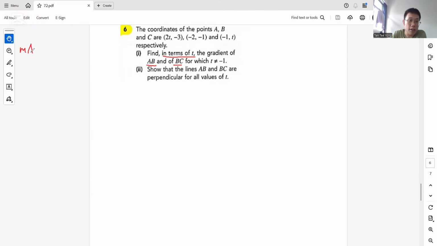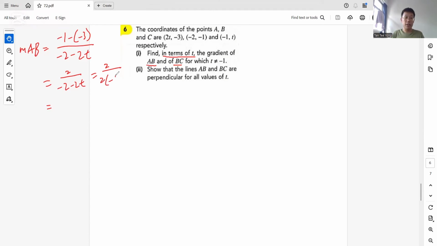So the gradient of AB is equal to negative 1 minus negative 3 over negative 2 minus 2t, which is just 2 over negative 2 minus 2t, which you can simplify. I'll show you how. Factorize the 2 from the bottom first, so you have negative 1 minus t. Then you can just cancel top and bottom, and you get 1 over negative 1 minus t. So this is the gradient of AB.